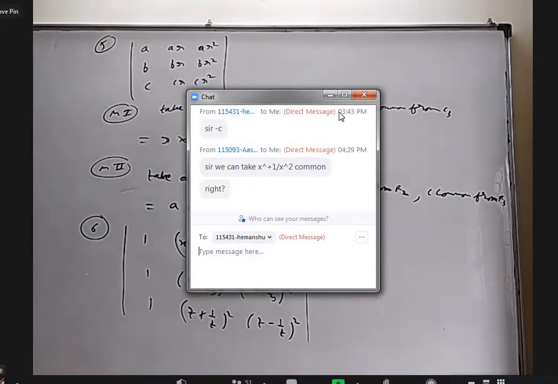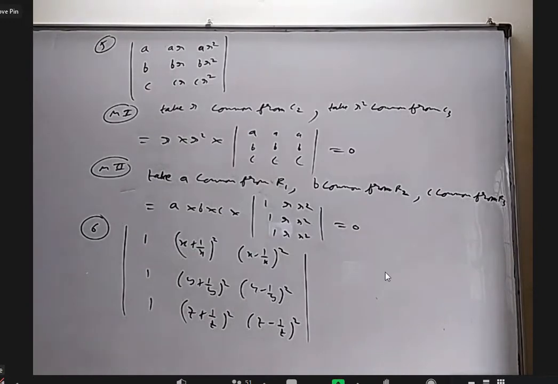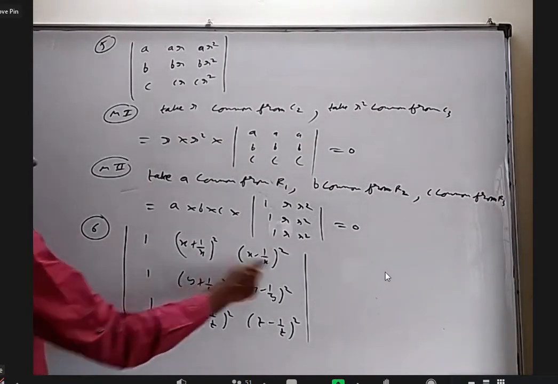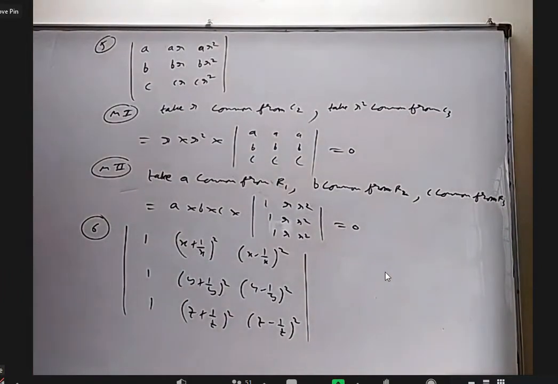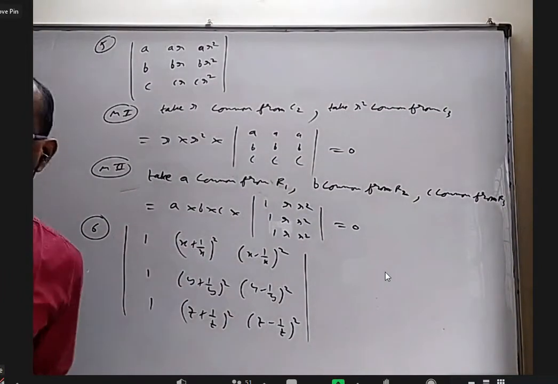We cannot take (x plus 1 by x) whole square common as such, because somebody is asking in the chat. When you're taking common, it means you are dividing everywhere. You can divide here, but how will you divide here? You cannot take common. In a product you can take common, not in addition.